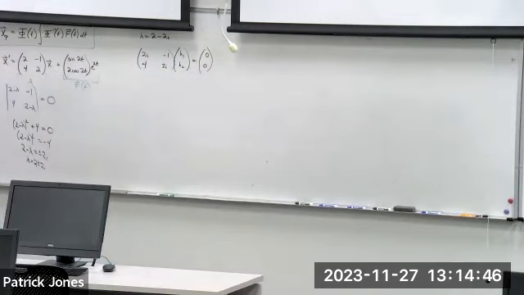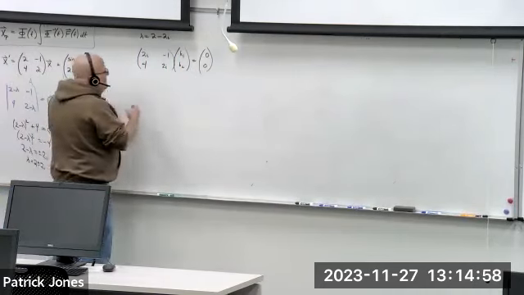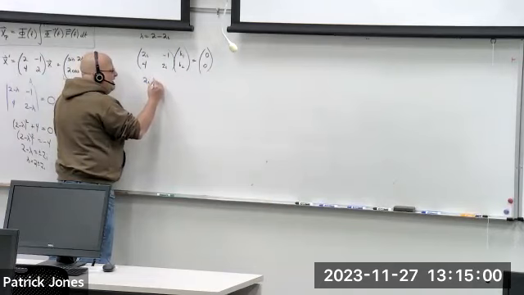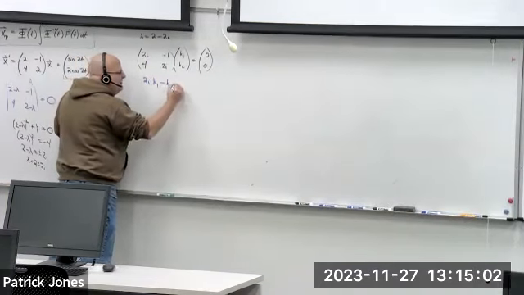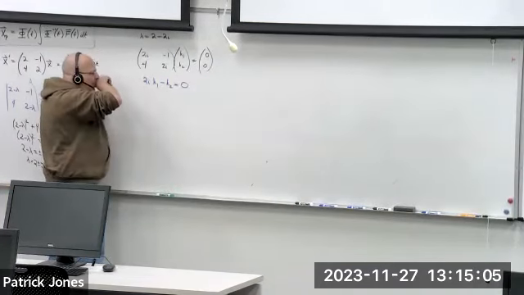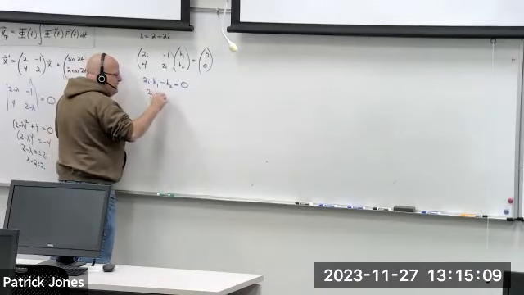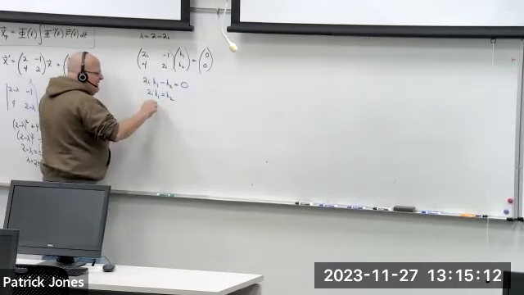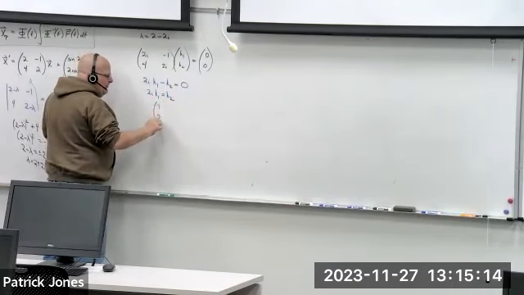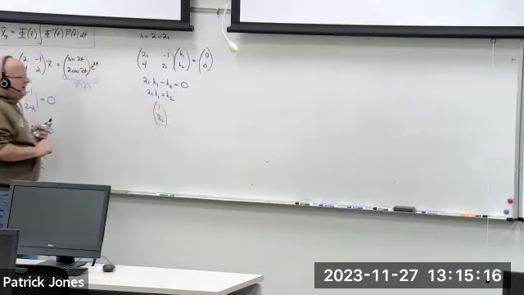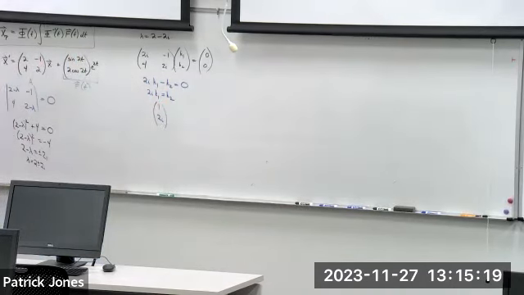As I mentioned a few times last time, that second row may not look like just a constant multiple of the first row, but it is. So I can just say, look, this means that 2i k1 minus k2 equals 0. 2i k1 equals k2. And so I can just say 1, 2i is my nice eigenvector.